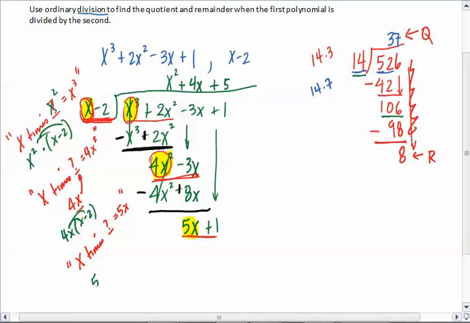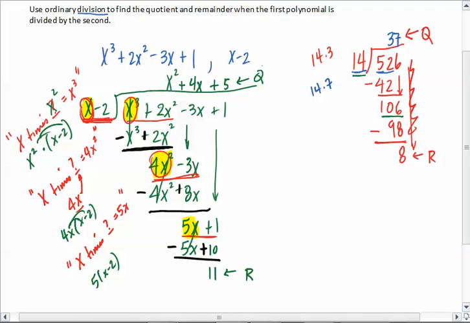So now we're going to go 5 times the x minus 2, and that's going to be 5x minus 10. Draw a line, change the signs. That turns that into a plus. Let's add the columns, or subtract in other words, and we get 11. So what have we just found? We've just found the remainder. There's the remainder of 11. This right here is the quotient.